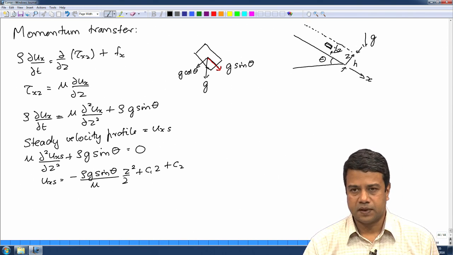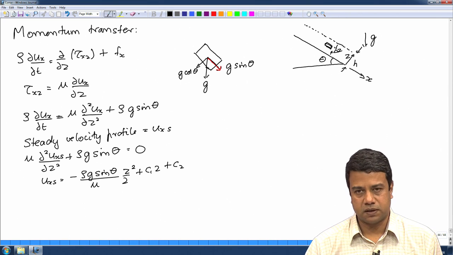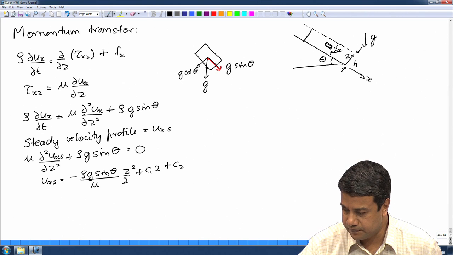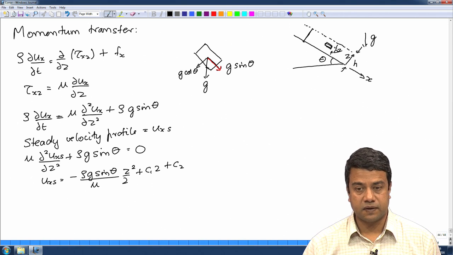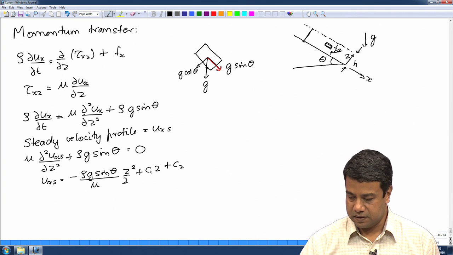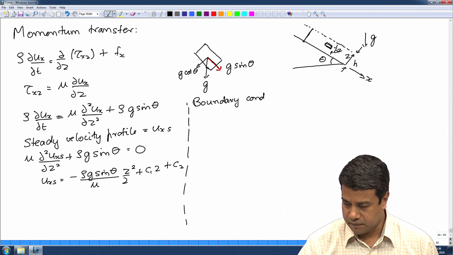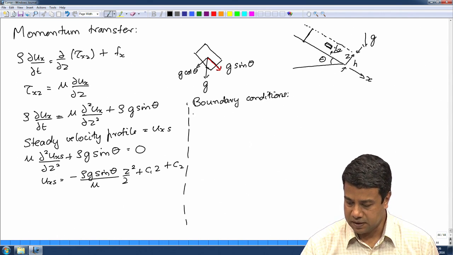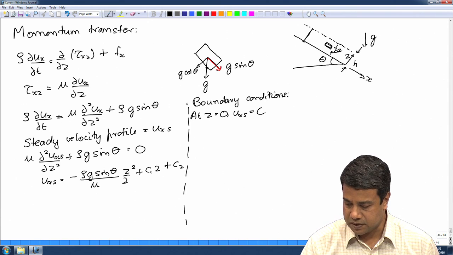And after integrating 2 times, these constants have to be determined from the boundary conditions. So, what are the boundary conditions for this fluid element? At the base, of course, you have a solid surface. Therefore, the velocity has to be equal to 0 at the base. So, at z is equal to 0, u x steady is equal to 0.